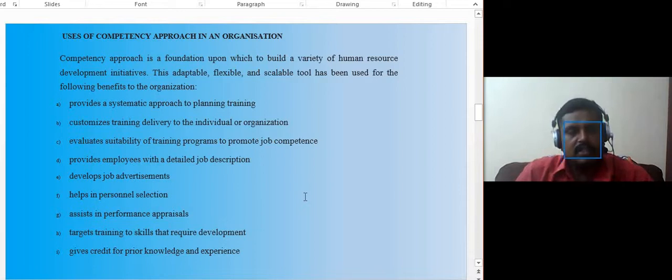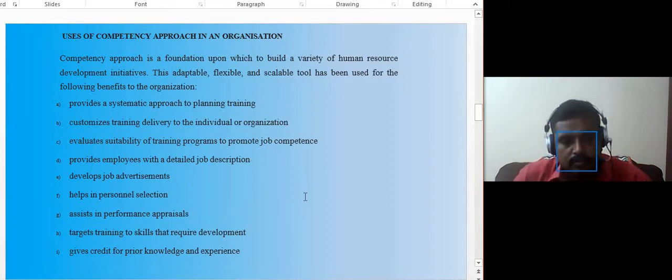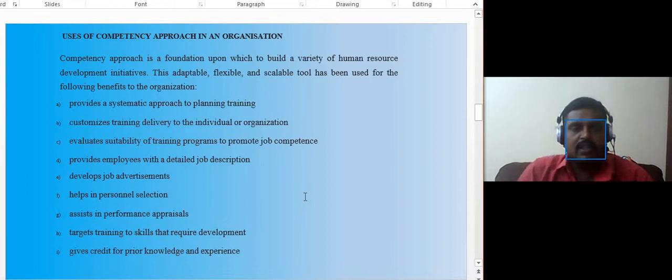And next, it develops job advertisements, helps in personnel selection, assists in performance appraisal, targets training to skills that require development, and gives credit for prior knowledge and experience. So these are all the uses of the competency approach in an organization.